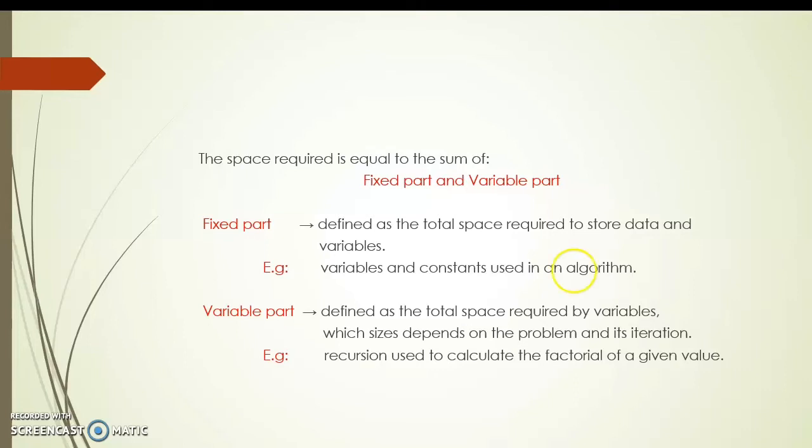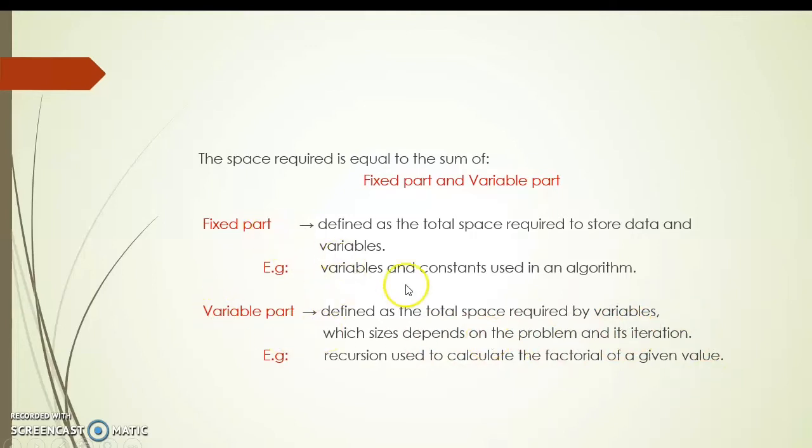That is, the variable size depends on the problem and its iteration. Iteration means repetition, so how many times the process is repeated decides the size of the variables. For example, recursion is used to calculate the factorial of a given value. For 2 factorial, the iterations are repeated only 2 times. If I give the input 10, it is repeated 10 times. So depending upon the inputs, the variable size can change. That is known as the variable part.